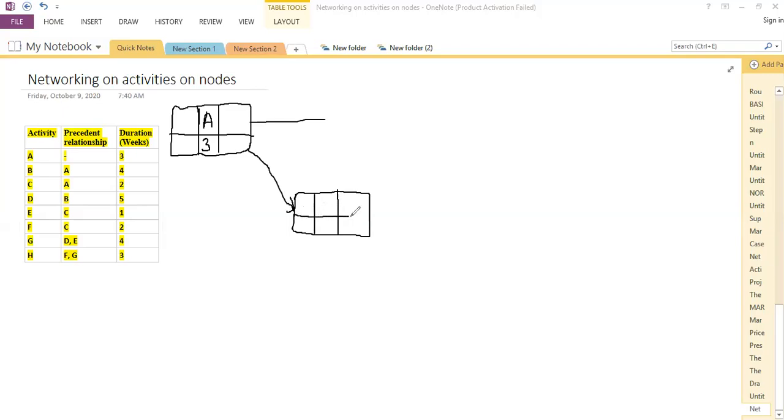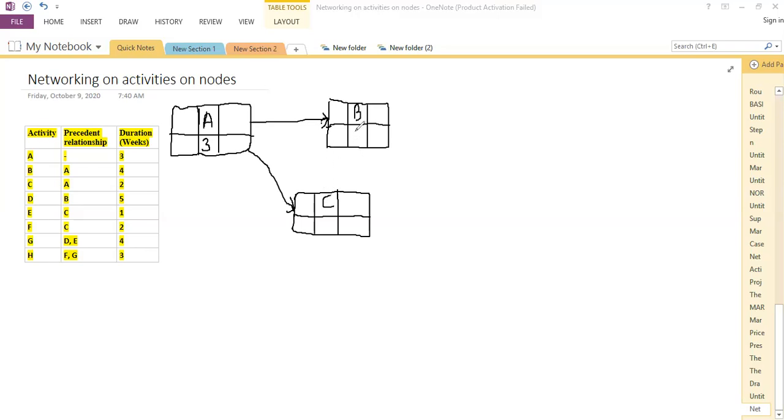Avoid that circular movement of the network diagram, okay? Your arrows should be pointing forward all the times. So these are the two activities, B and C, which are depending on A.